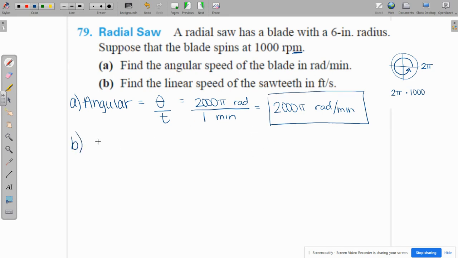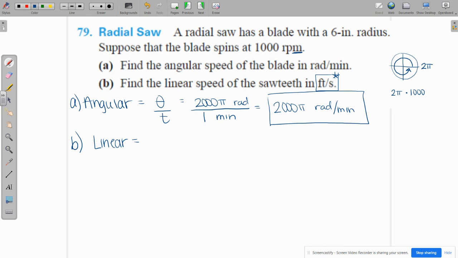For part B, we're looking for the linear speed. But notice that this is asking for the linear speed of the saw teeth in feet per second. Well, my radius of the radial saw is given in 6 inches. So right now we're in inches and then per minute for time, and we want feet per second. I'm not going to worry about the feet per second yet. Let's just go ahead and work with what was given to us, and then we'll adjust at the end.